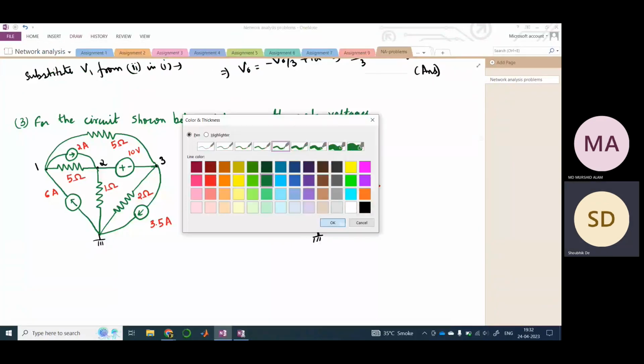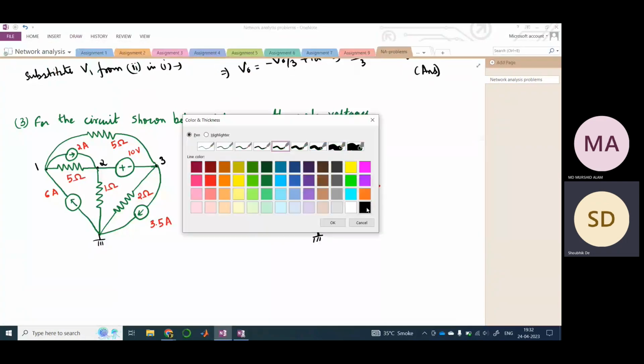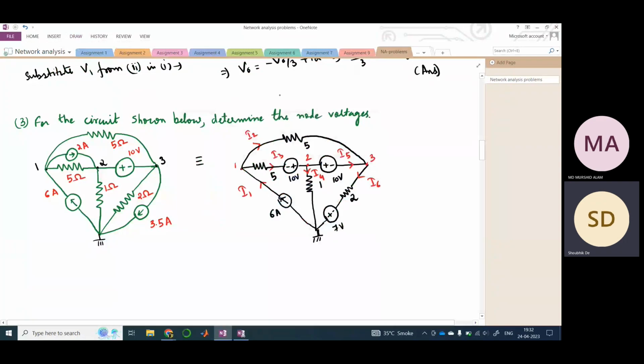Because here you need to apply KCL only. You can't apply KVL, because in the question they have told you to determine the node voltages, meaning this node and this node. You can also do that using mesh analysis, but that would be complex. So the safer way would be to use node analysis.